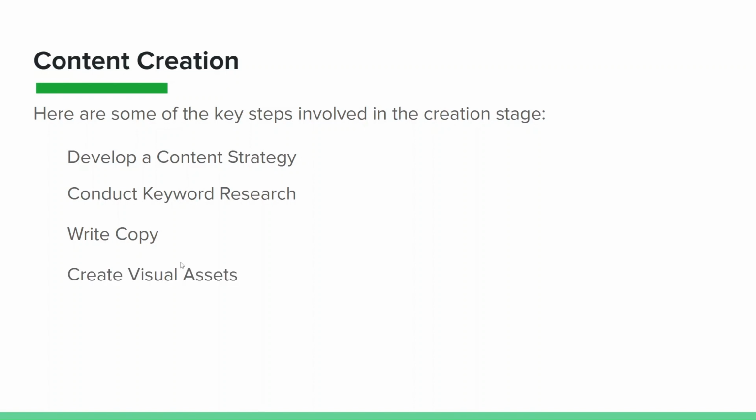The next part then, you also want to create visual assets. So in addition to copy, the content creation stage may also involve creating visual assets like images, infographics, and videos. These assets should be designed to support the site's messaging and appeal to the target audience.